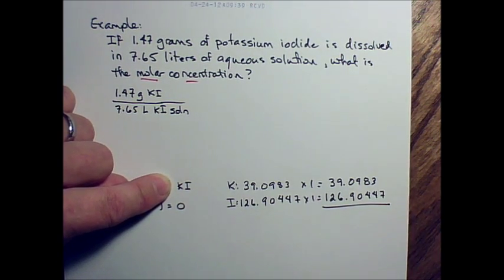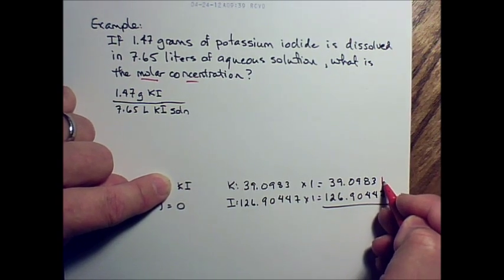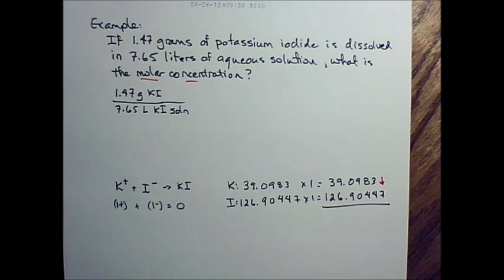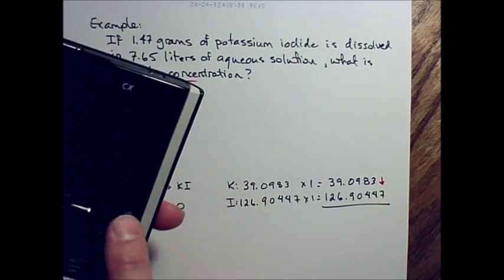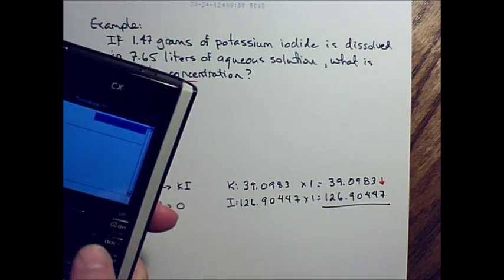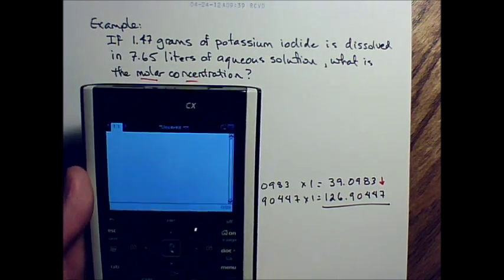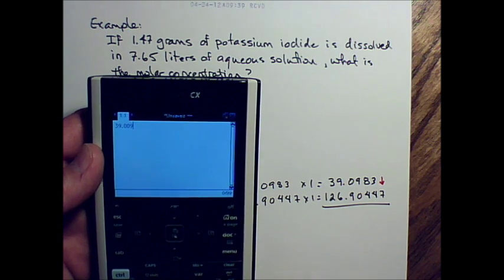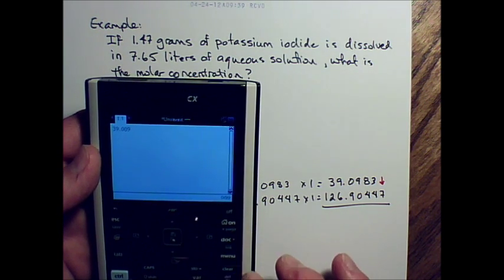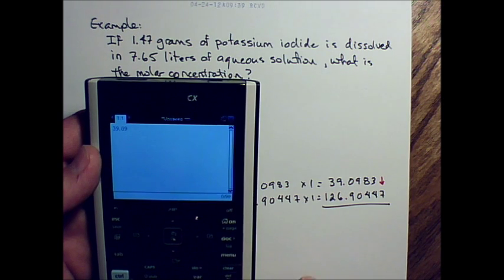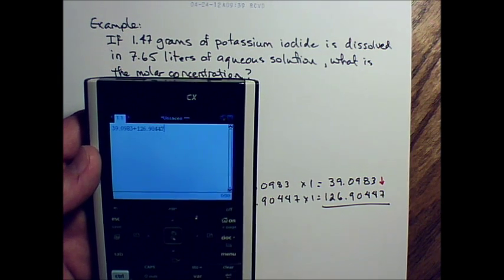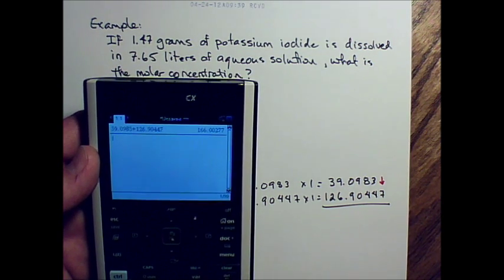We're going to add those together, being aware, because I've lined up all the digits vertically very carefully, I can see I have an empty slot on the right. That's going to tell us what we need as far as significant digits for this problem. So we're going to add together then 39.0983 plus 126.90447.